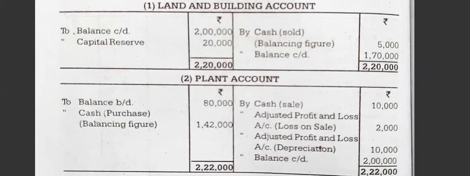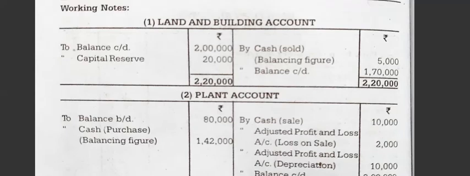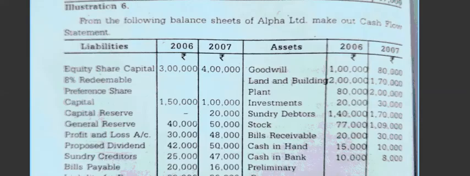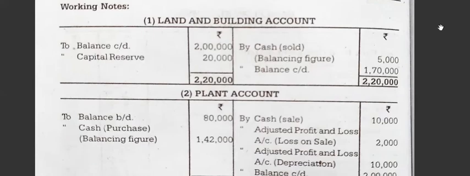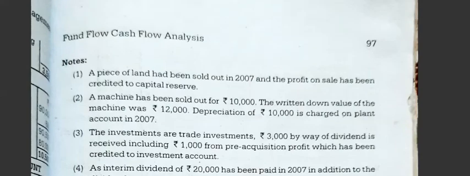Now what we will do is, first we will open the land and building account, because they have told that it is transferred to capital reserve. In the note, what is given is, a piece of land has been sold out in 2007 and the profit on sale has been credited to capital reserve. Profit is credited to capital reserve. So it will be capital reserve.